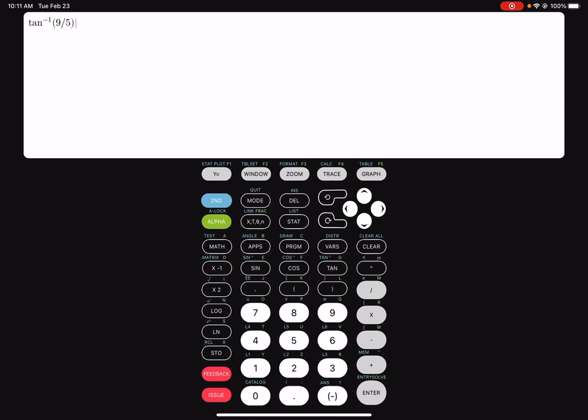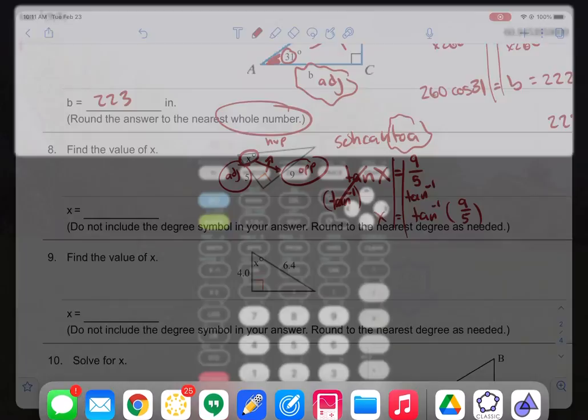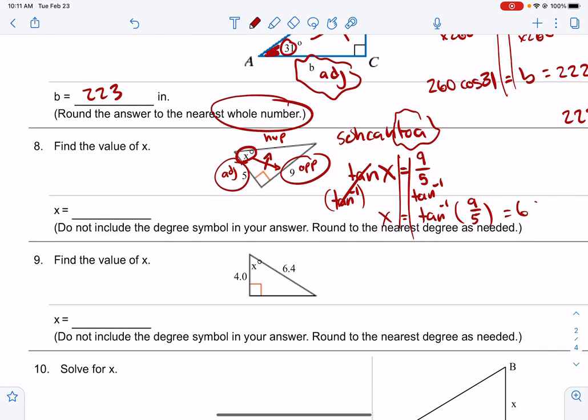So I'm taking the inverse tangent of 9 over 5. And when I hit enter, it tells me 60.94 is what that comes out to be. And it wants me to round to the nearest degree. Well, 60.9 rounds up to 61. So my answer would be 61 degrees.